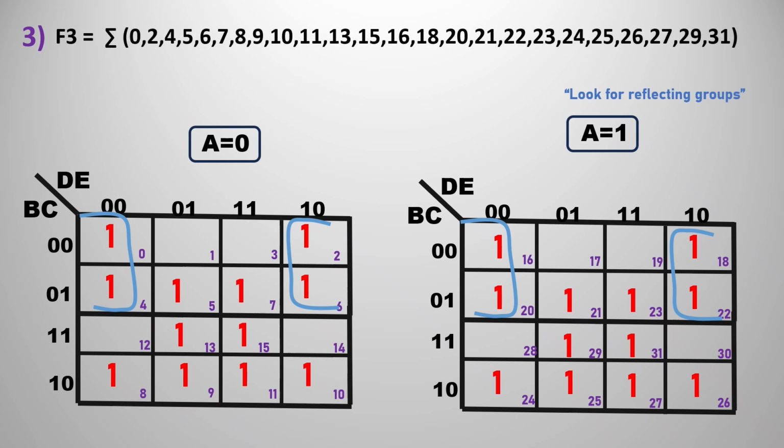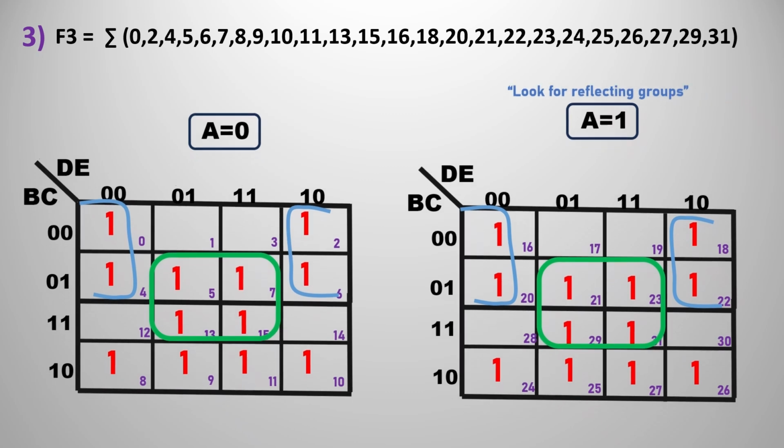First, check for reflecting groups. I have found one reflecting group. Let's first map them, that is 0, 4, 2, 6, 16, 20, 18, 22 as a group of 8 elements. The next reflecting group is also a group of 8 elements, highlighted in green color. The first 4 in the first K map and the second 4 in the second K map make a group of 8 elements.